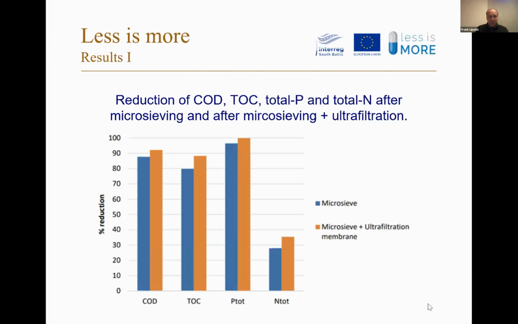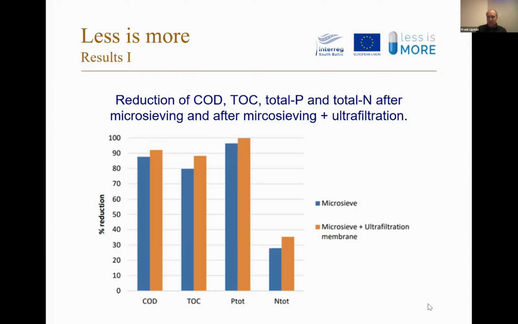So some results. We were very happy to see that we achieved a quite good reduction of COD, TOC, total phosphorus, and total nitrogen after microsieves, but even further improved after microsieving and ultrafiltration. So what you can see here is we achieved a very good, close to around 90% reduction of COD. TOC was reduced close to 90% also, total phosphorus close to 100%, and nitrogen, we had just a removal of about 35%. So in total, the concept is working very well.